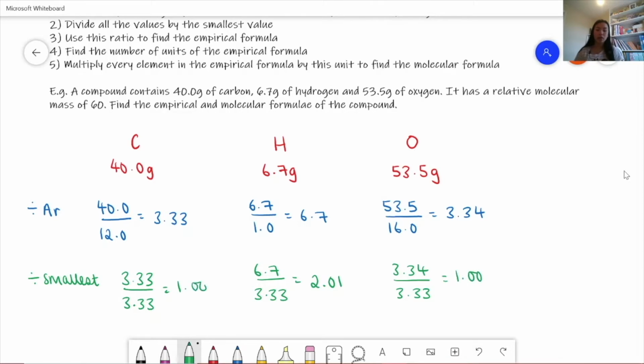So it's always a good idea not to round these very much, because sometimes if it's 1.5, that is actually what we take it as. So when we try and find the empirical formula, we will use that 1.5 instead of it being 1 or 2.